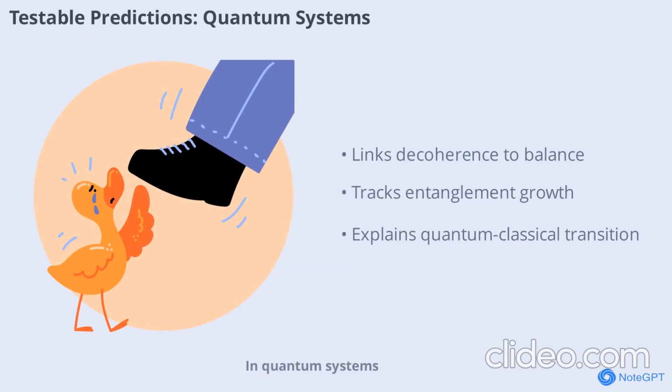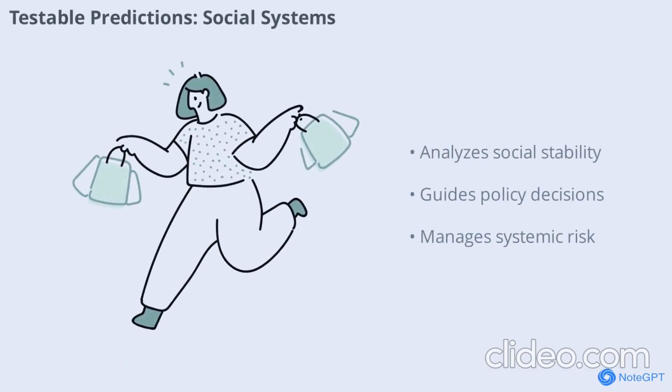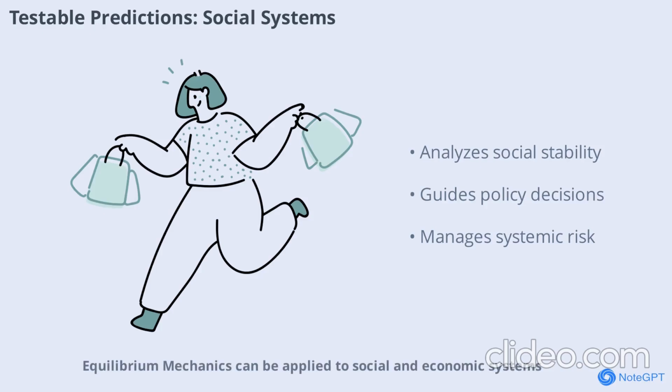In quantum systems, the theory predicts that decoherence rates and entanglement growth can be directly linked to the balance between expansive and integrative drives. By tracking CSE and CEC, researchers can gain new insights into the dynamics of quantum information and the emergence of classicality. Beyond the physical sciences, equilibrium mechanics can be applied to social and economic systems. The balance between innovation, expansion, and regulation integration determines the stability and resilience of societies and markets. Tracking CSE and CEC provides new tools for policy analysis and risk management.